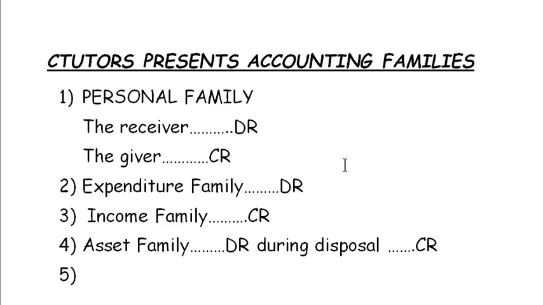Number 5, liability. We have the liability family. Liabilities are those things that do not belong to a business, or you can equally say what a business is owing the outsiders. Whatever a business is using to generate revenue that does not belong to the business is titled liability.